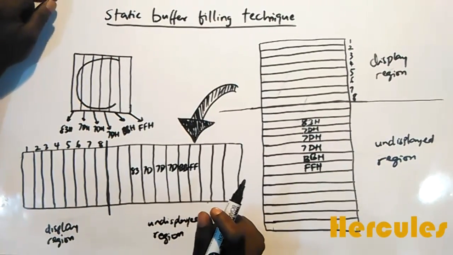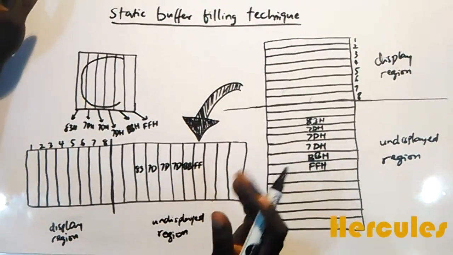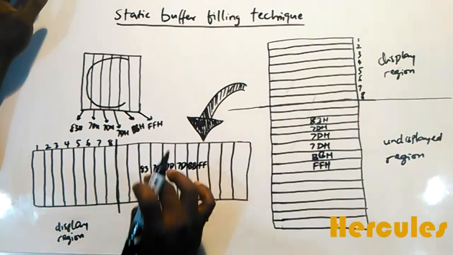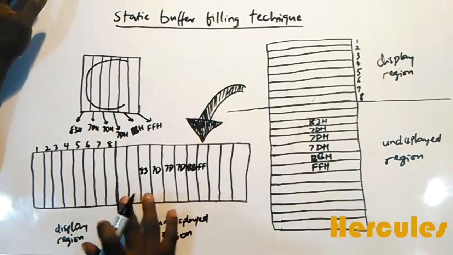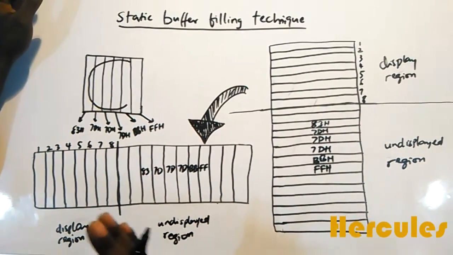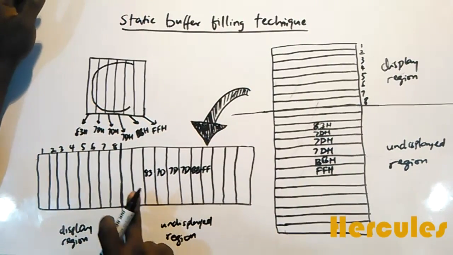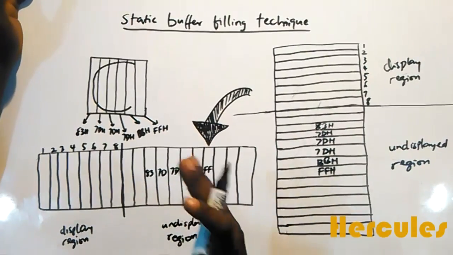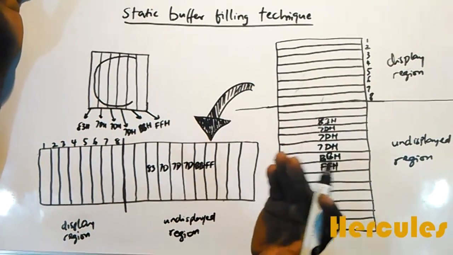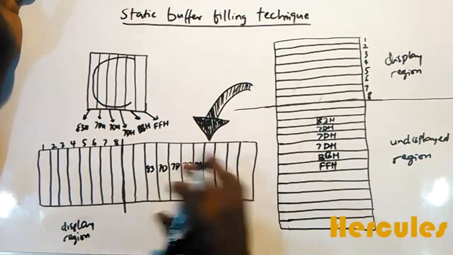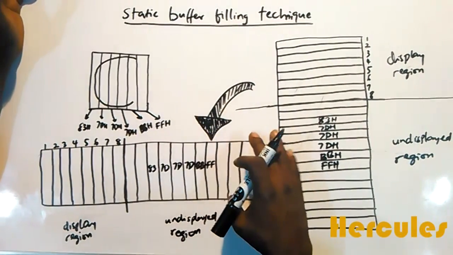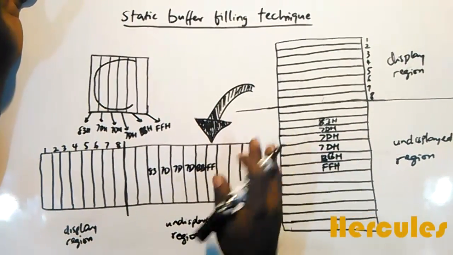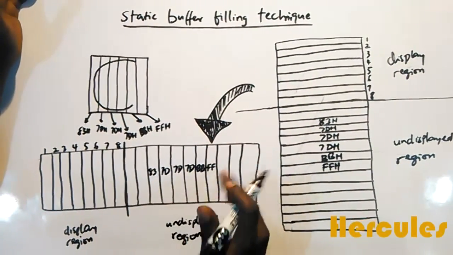Alright, so we are looking at the static buffer filling technique, and what you've just seen me do is manually fill the buffer locations with the character segments for C, which are 83, 7D, 7D, 7D, BB, FF. That is the whole idea of the static buffer filling technique. You have to do it yourself. You have to think of this undisplayed region. Imagine if it were longer; we are just using this number of locations for the undisplayed region for space.